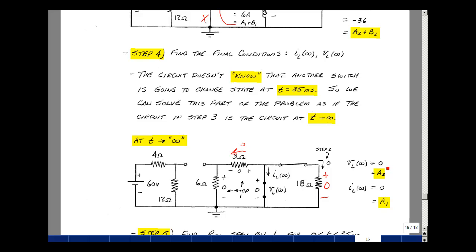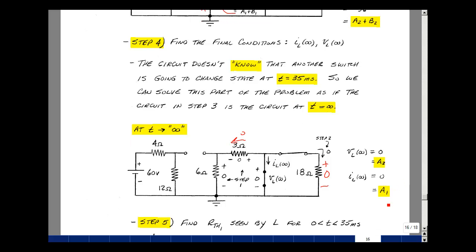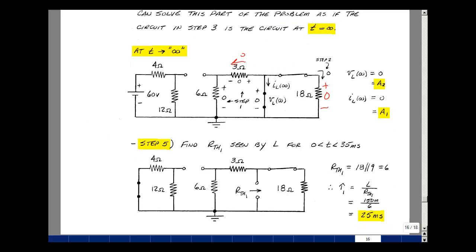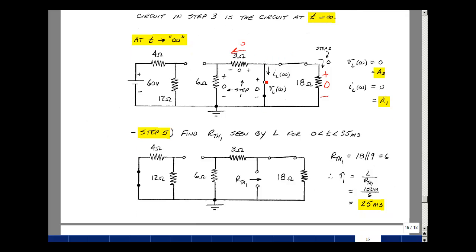So the voltage, which is 0 because it's a short circuit, is going to be some A2 plus B2 times e to the minus infinity with quotes around it, or just A2. And this one's going to be A1 plus B1 times e to the minus infinity with quotes around it, or just A1. Now, a fifth step in our algorithm would be then to look back from the inductor with the switches in their states. So again, we're thinking of this still as not changing state. And looking back at here, we see 9 ohms in parallel with 18, but we found that to be 6 ohms before. Time constant is going to be L over R Thevenin. It's going to be 150 millihenries over 6 ohms. That's 25 milliseconds.